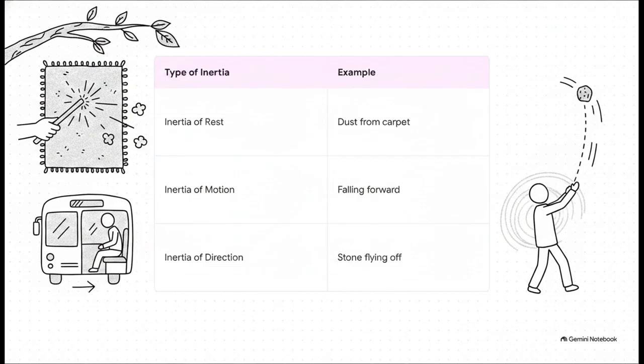First, we have inertia of rest. This is exactly why dust comes flying out of a beaten carpet, or why leaves detach when you vigorously shake a tree branch. The branch moves, but the leaves resist that sudden motion. Second, inertia of motion. This is exactly what we just talked about with the bus passengers falling forward when it brakes. And third, inertia of direction. Imagine you spin a stone tied to a string and then suddenly let it go. It doesn't keep circling, it flies off tangentially in a perfectly straight line, because it's actively resisting a change in its direction. You really need to lock these specific examples firmly in your memory.